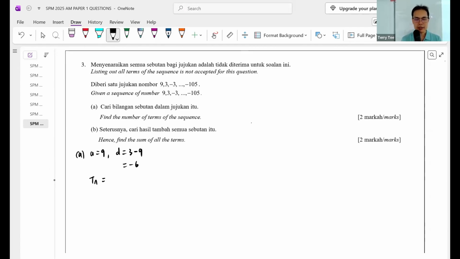So what is your Tn? Last term is negative 105. You're supposed to find what? Number of terms. First thing, I use the formula for Tn. Remember, a plus n minus 1 d. My a is 9, n minus 1. My d is negative 6. The result is negative 105. Okay, so how to find n? Let us take negative 105 minus 9, divide negative 6, plus 1.